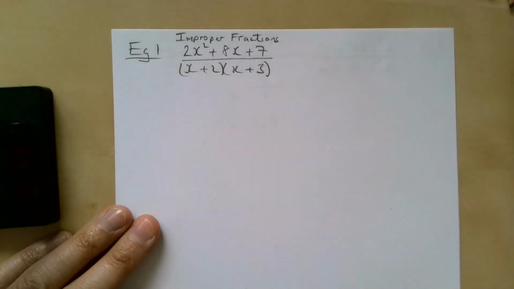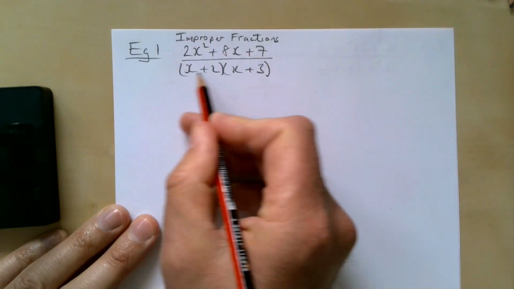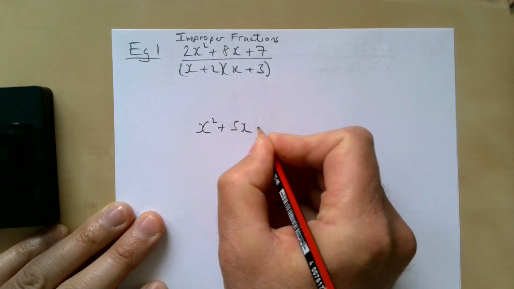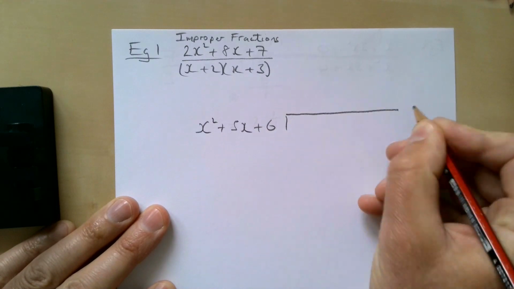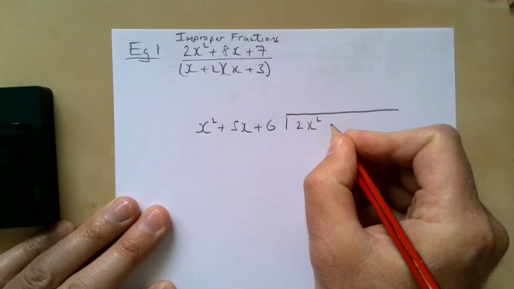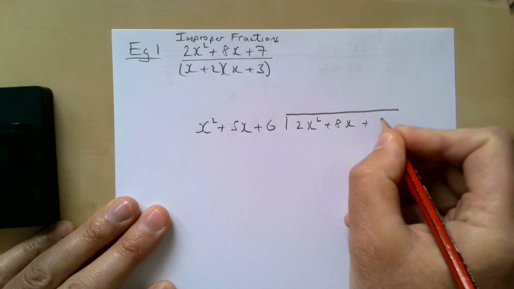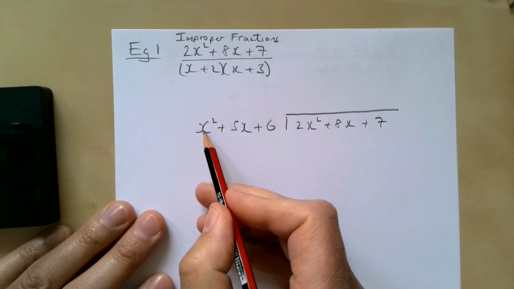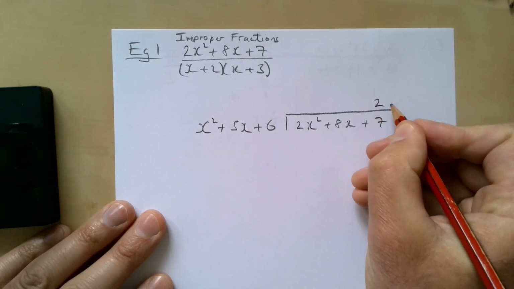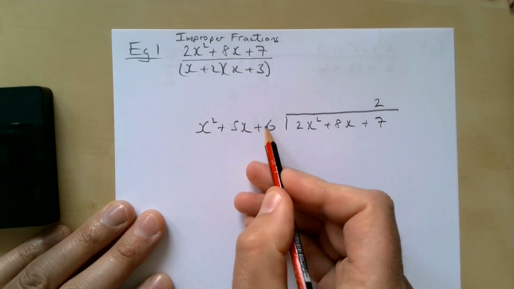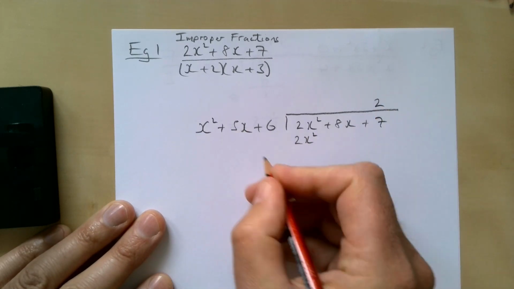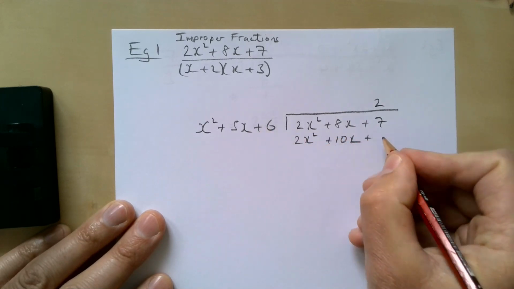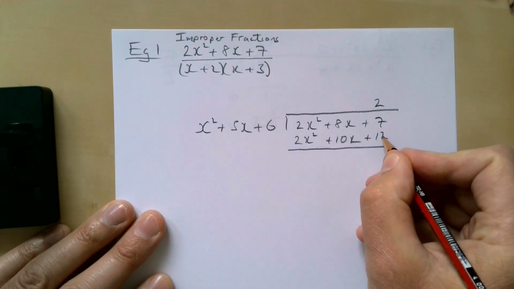So let's take a look at the first one. We need to divide this through. I hope it's obvious that we're going to need to multiply this out first. So we're going to go x squared plus 5x plus 6, and we're going to divide that into 2x squared plus 8x plus 7. People get a bit confused with this, so let's see if we can work out what's going on. x squared into 2x squared goes 2 times. We then do 2 times this, which gives us 2x squared plus 10x plus 12.